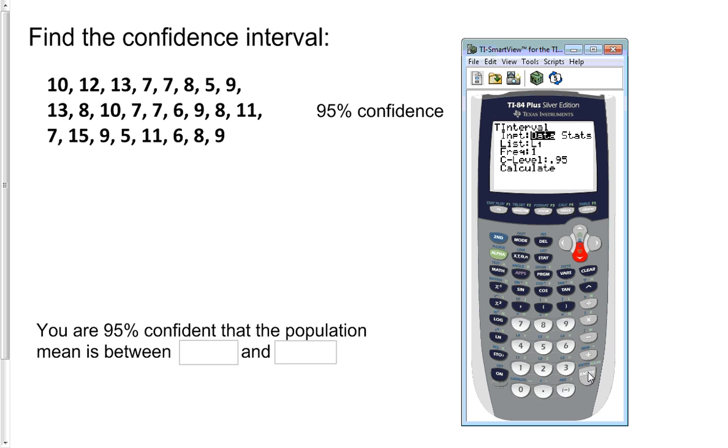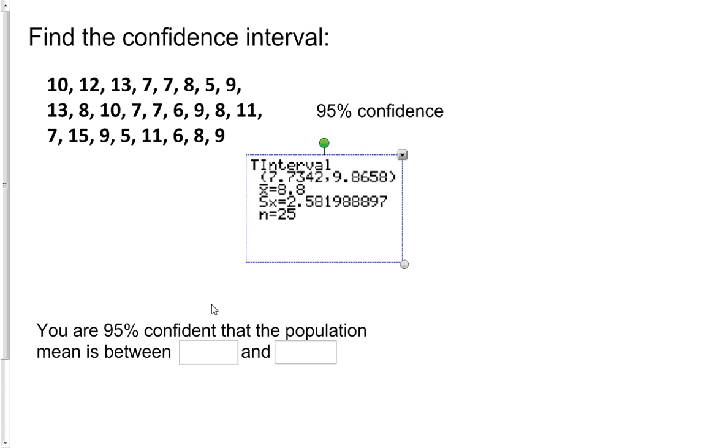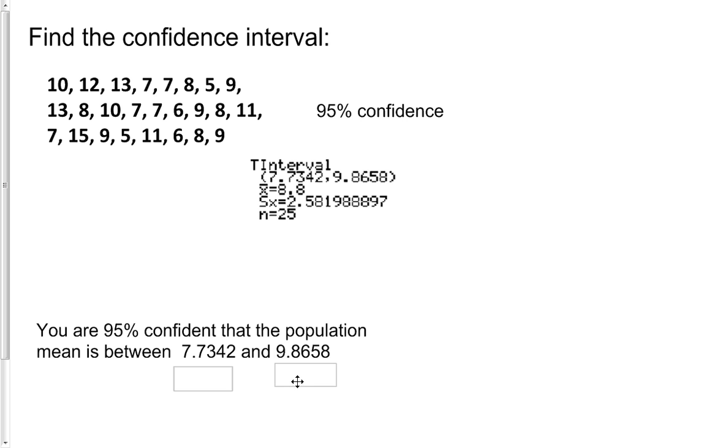And you're going to love this. There's our answer. All we had to do is type this into our L1 list, set it at 95% confidence, and the calculator does the rest. So we are 95% confident that the population mean that this sample was drawn from is between 7.7342 and 9.8658. Now these numbers are very precise, probably more precise than the data we have should allow. But nonetheless, we are able to produce a 95% confidence interval based on this data.